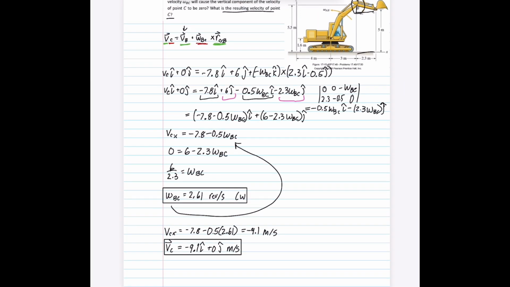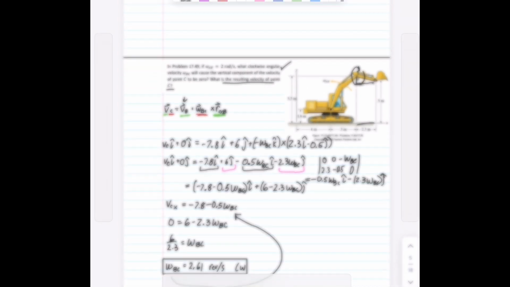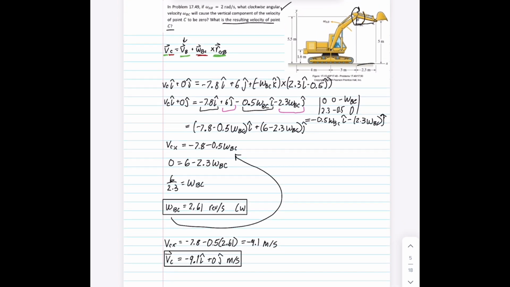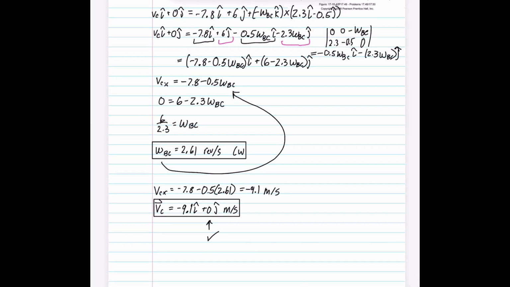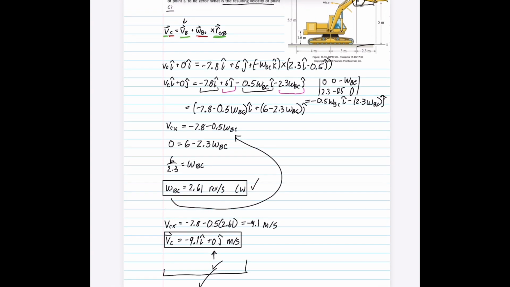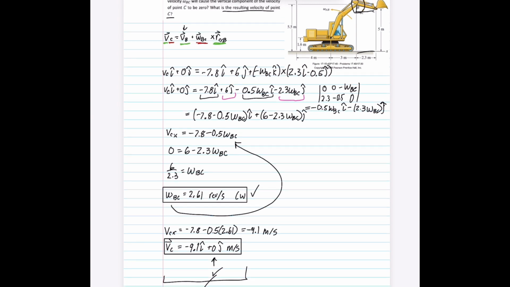Okay, so going back through this problem, they wanted us to find the velocity of point C when the j hat component was 0. So when it's not moving up or down, what is the x velocity of point C? And then they wanted us to find the angular velocity of the arm.